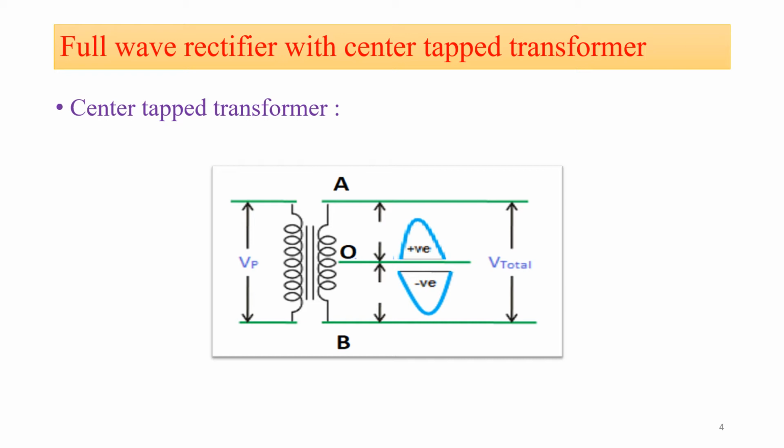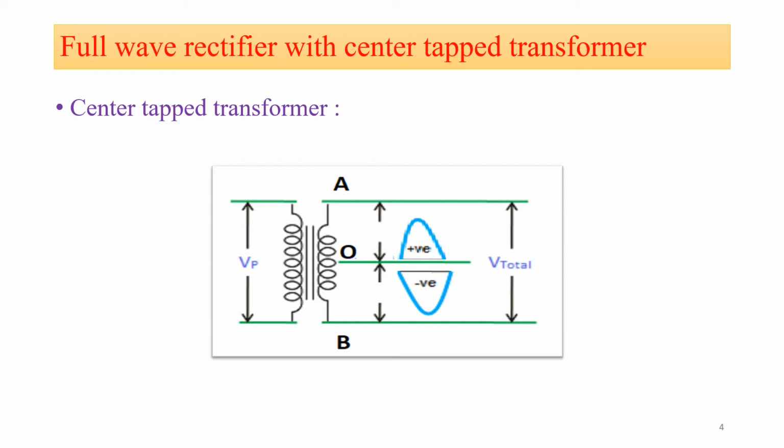Now, what is the difference between a normal type of transformer and a center tap type of transformer? For a normal type of transformer, there are two inputs and two outputs, meaning two inputs are connected with the primary winding and two outputs from the secondary winding. But for a center tap type of transformer, two inputs are connected with the primary winding, but there are a total of three outputs of the secondary winding.